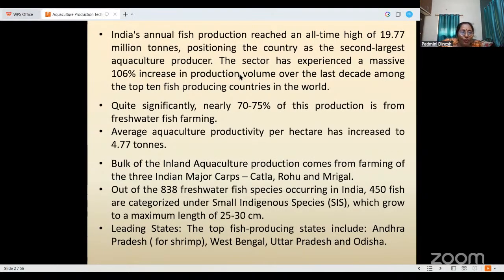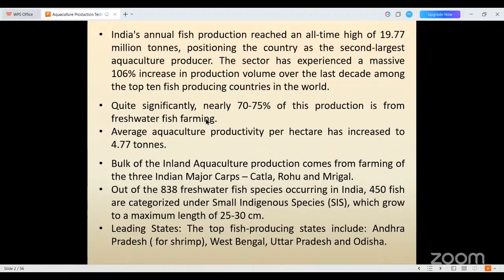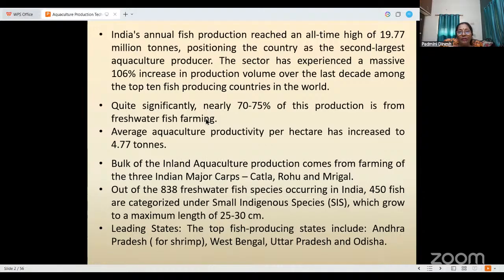Okay, coming to the next topic. Nearly 70 to 75% of this production is from freshwater fish farming. So you can imagine what the percentage of freshwater fish farming is. As I told you, among the important fishes, we were talking about the Indian indigenous fishes, that is Catla catla, Labeo rohita, and Cirrhinus mrigala. And among the exotic ones, you can talk about Ctenopharyngodon idella, then Hypophthalmichthys molitrix, then Cyprinus carpio, these three. So these six fishes can give you a maximum amount of production.